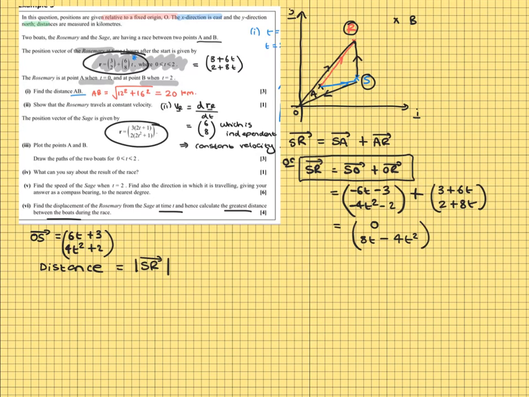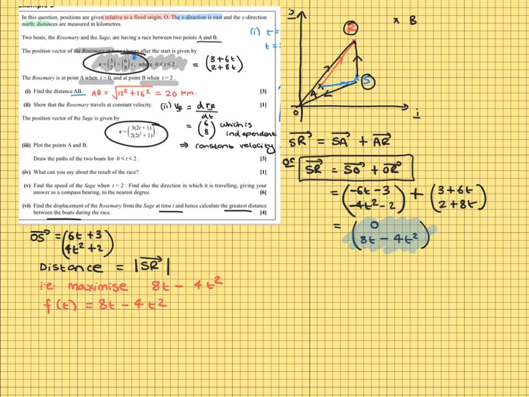Now, before we start applying Pythagoras Theorem and working this out, we're trying to maximise the size of this vector here, which means we want that component 8t minus 4t squared to take its maximum value. So rather than making this complex, applying Pythagoras Theorem and then trying to do some complex differentiation, let's think about this. If you want to find the greatest distance, we are basically trying to maximise this component here, 8t minus 4t squared. So we want to try and maximise that. So I'm going to call this f of t for simplicity.